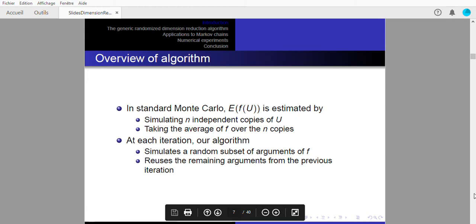So let me give a quick overview of the algorithm, and then I'll describe it in more detail. In standard Monte Carlo, we calculate the expected value of f of u by simulating n independent copies of u, and then we take the average of f over the n copies. In our algorithm, I simulate a random subset of the arguments of f at each iteration. So I change only certain arguments of f, and then I reuse the remaining arguments from the previous iteration.